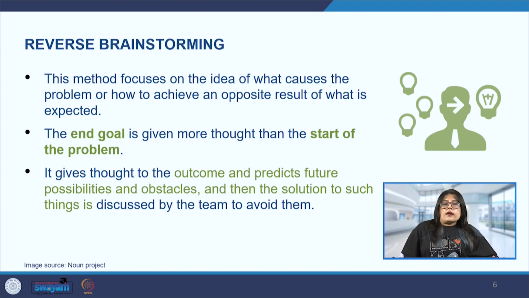We can also say, how can we make this problem worse, or how can we achieve failure in this particular situation. And then of course we carry on with brainstorming our ideas. Again, we are familiar with the brainstorming session now. And then we will reverse the idea. Once the ideas have been generated, we will reverse those ideas and identify potential solutions or preventive measures, and finally we will evaluate them.